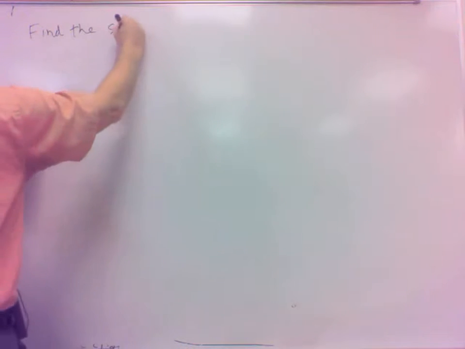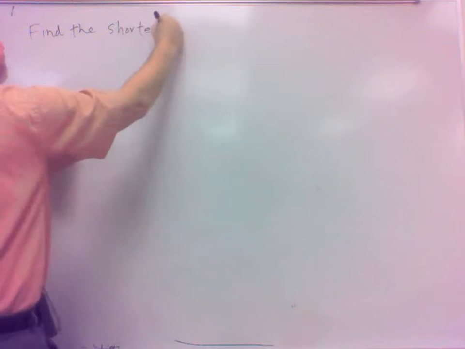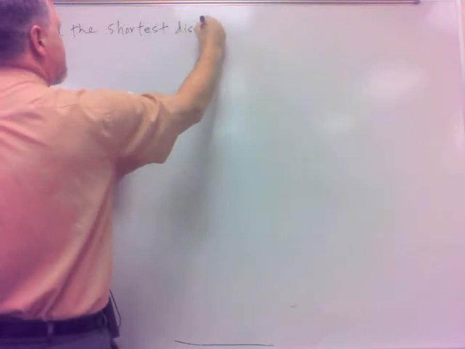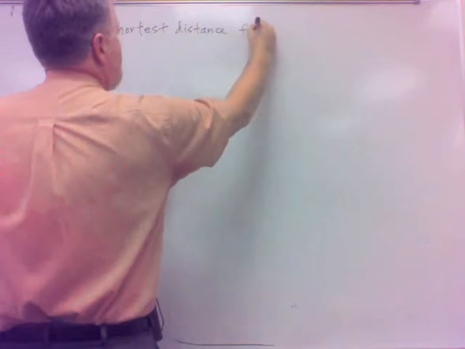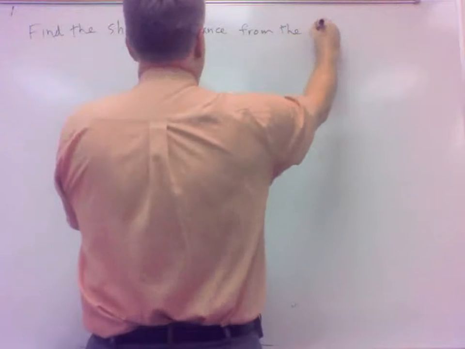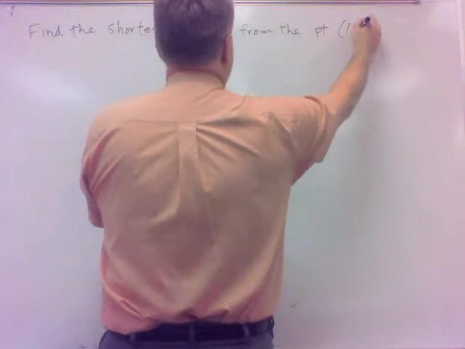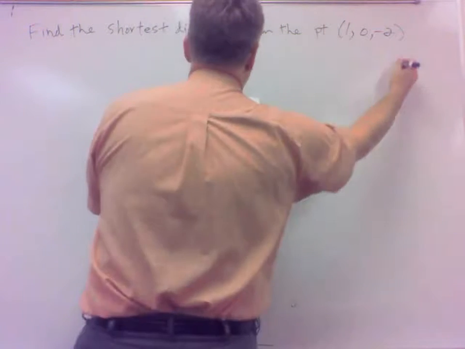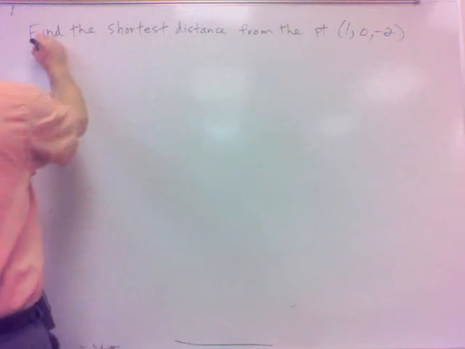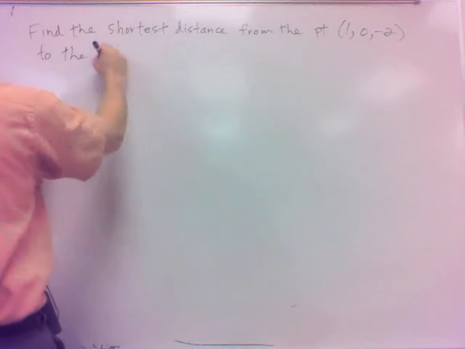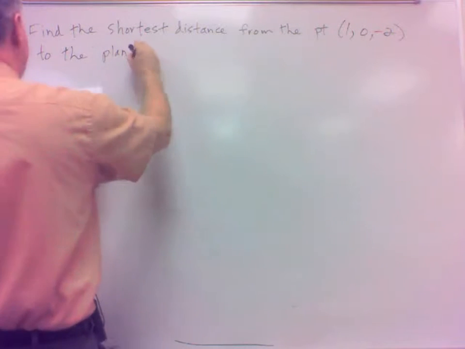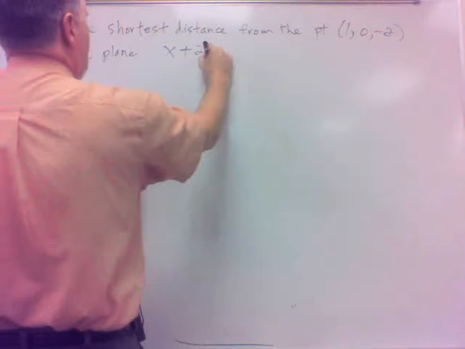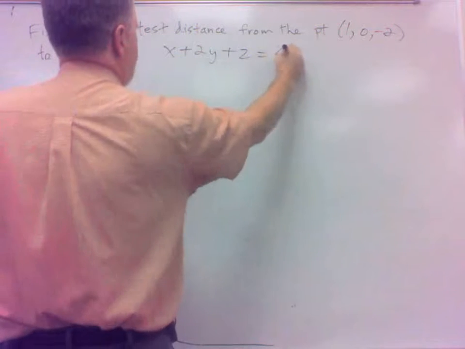All right, so let's say we have to find the shortest distance from the point 1, 0, negative 2 to the plane x plus 2y plus z equals 4.